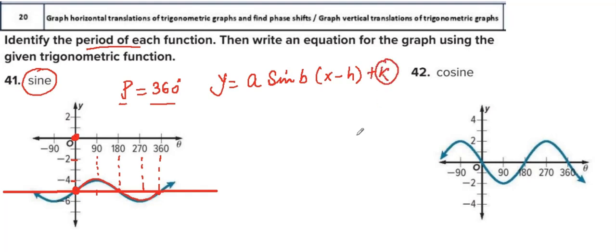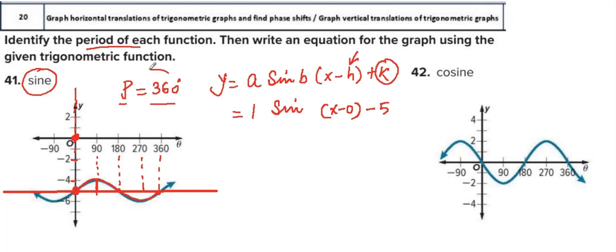k represents the vertical shift, which is -5, so k is -5. Amplitude, now you can see the height. This is -5 to -1, so amplitude is 1. Now this is starting from the y-axis, so there is no phase shift. h is the phase shift and k is the vertical shift. So there is no h; I will write x minus 0. Because if your sine graph is starting from the y-axis, then there is no phase shift.